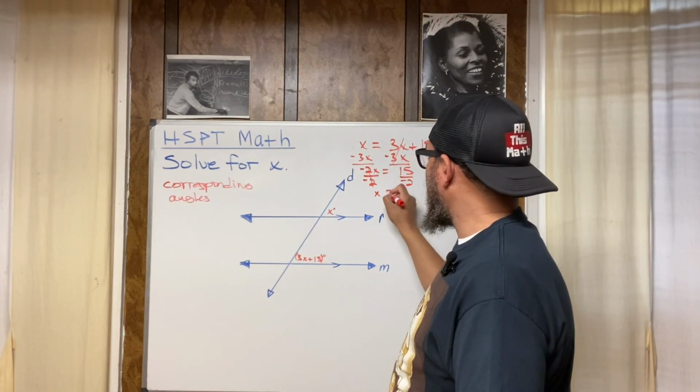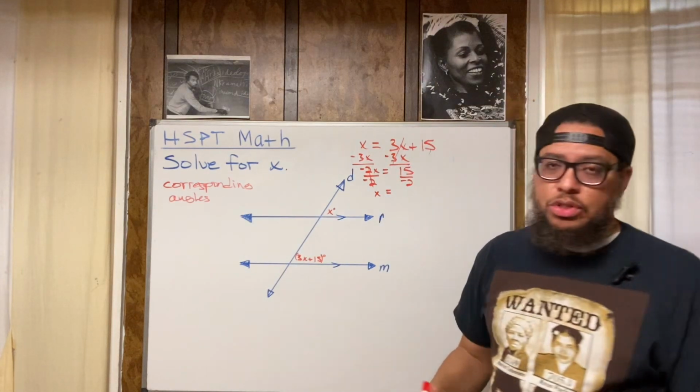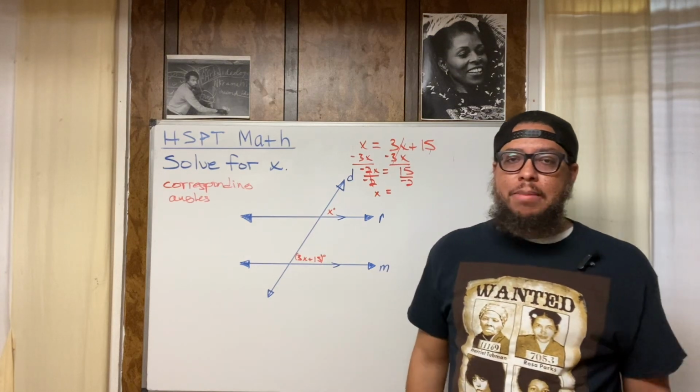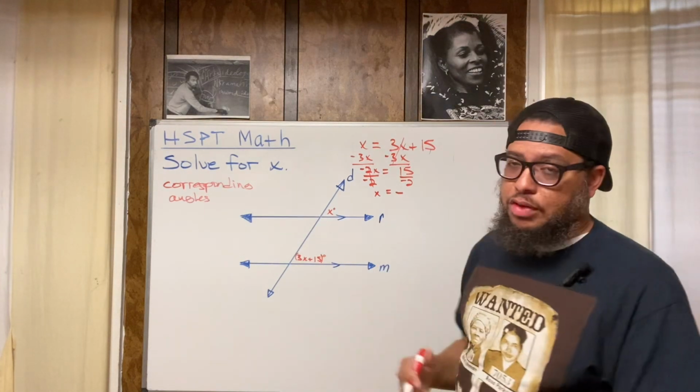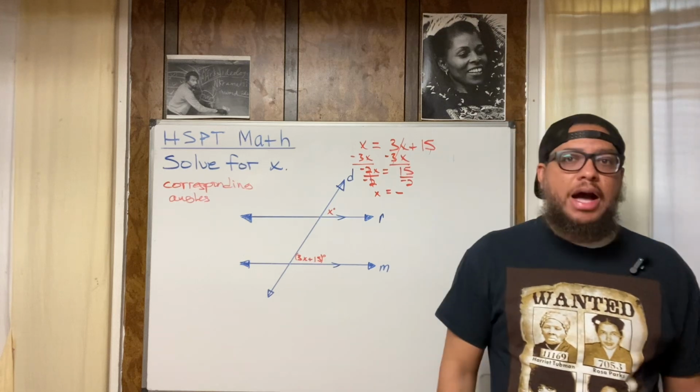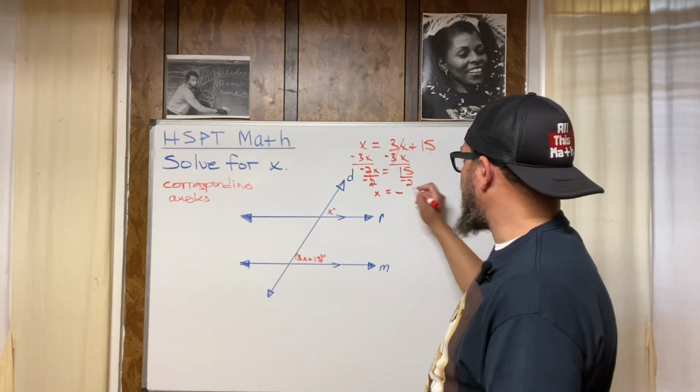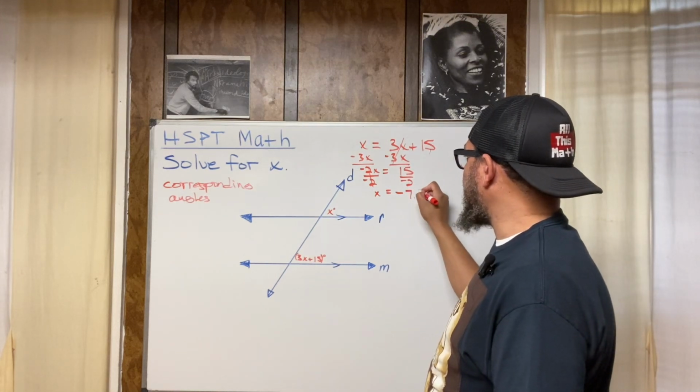These cancel out. Now, 15 divided by negative 2. What's a positive divided by negative? It's going to be a negative. Whatever the answer is, it's going to be negative. 15 divided by 2 is 7.5. So x is going to equal negative 7.5.